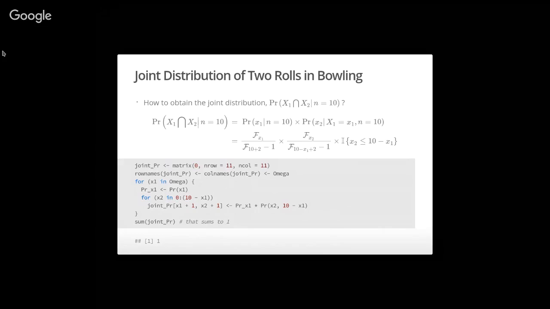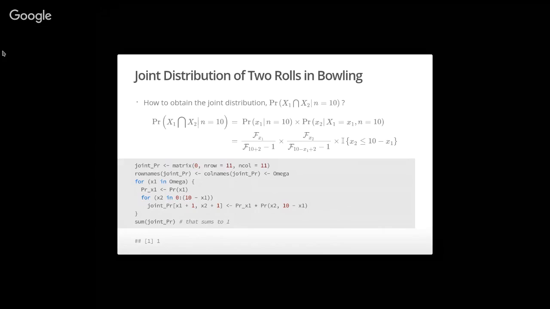And we can write some R code to represent that. So first, I create an 11 by 11 matrix and put zeros in it. And then I'm going to do a double loop. So I'm going to loop over all elements in omega, and I'm going to call that X1. So here I calculate the marginal probability of knocking down X1 pins on my first roll. And this is for all X1 in the set omega.